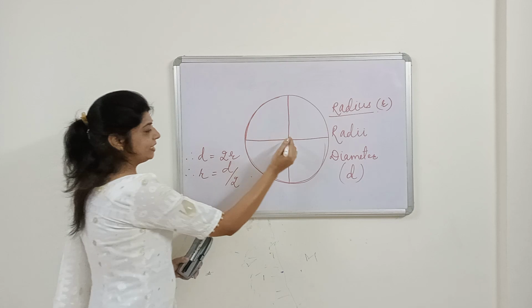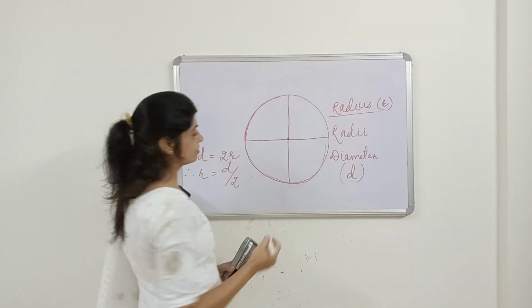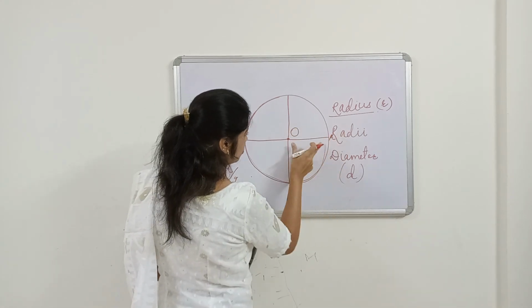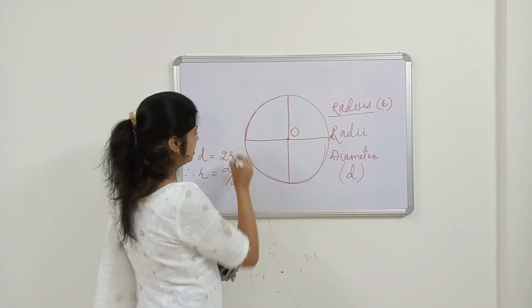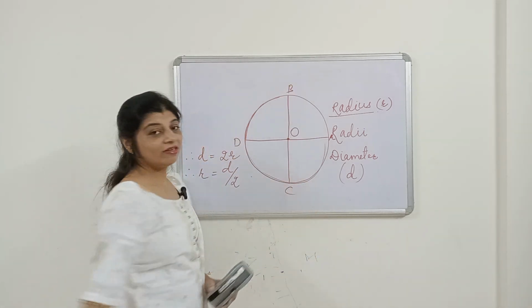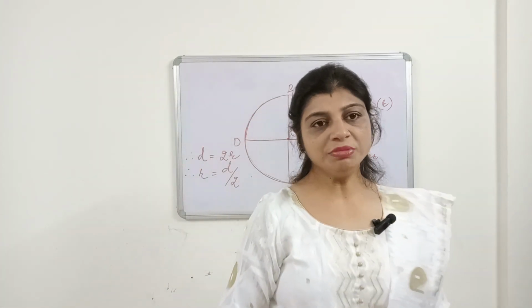So this is the center. We denote the center with a single alphabet as it's a point, so it can be O. We can make this A. So OA is the radius. OD is a diameter. BC is another diameter.